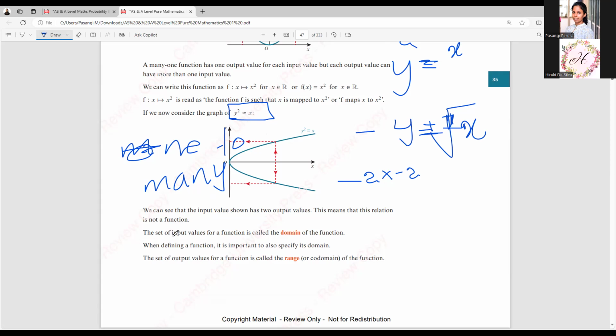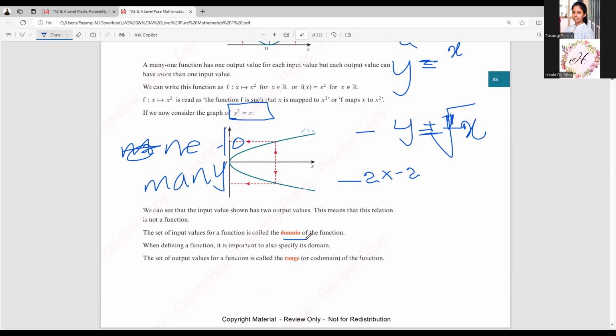So the set of input values for a function is called a domain. Now we know three types of things: one to one, many to one, and one to many. But here, one to many is not a function. The other two, that means one to one and many to one, are already functions.